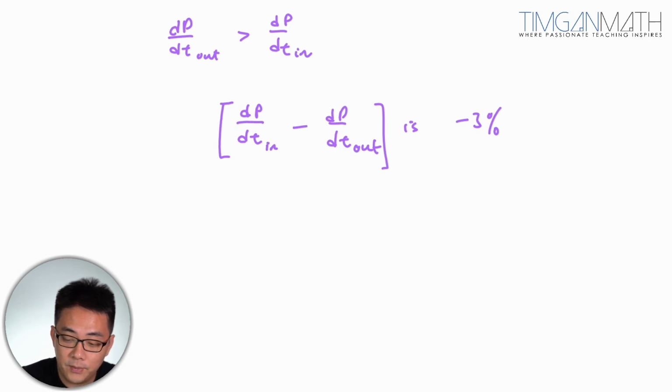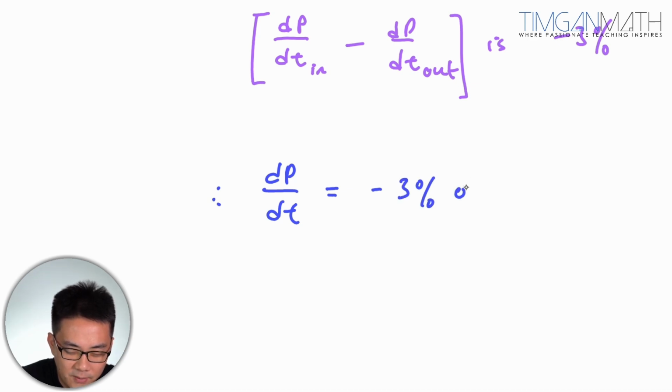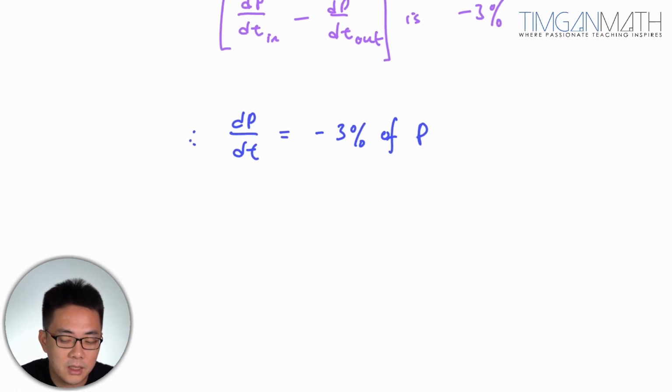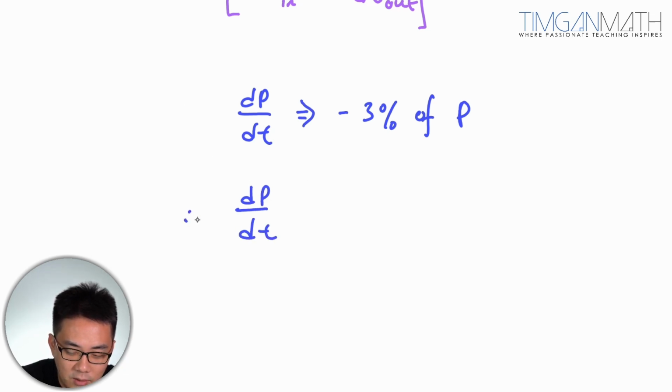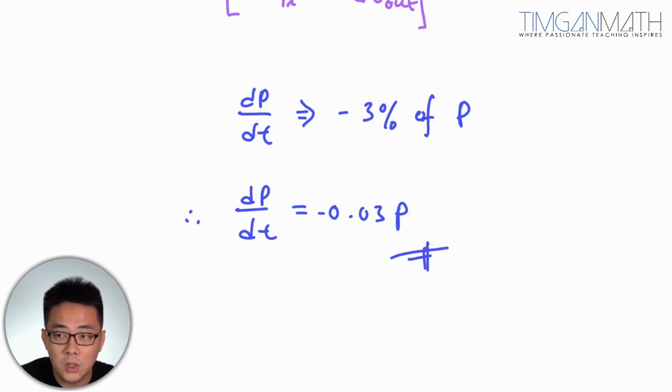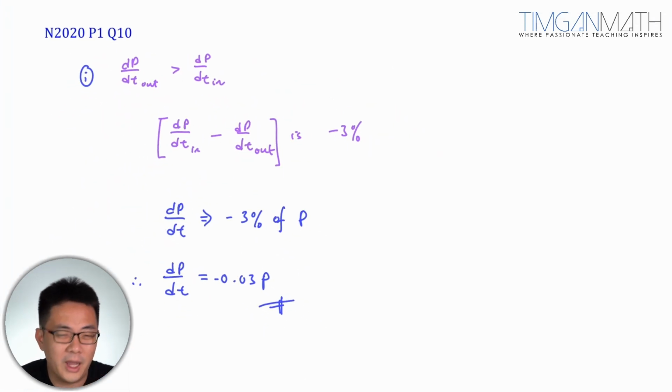So hence we know that dP/dt is in minus out, but this will be negative 3% of P. Every year you just minus 3% of the population. So you can write down the DE as dP/dt equals negative 0.03P. This is how you understand the first part. Any question at all, please let me know.